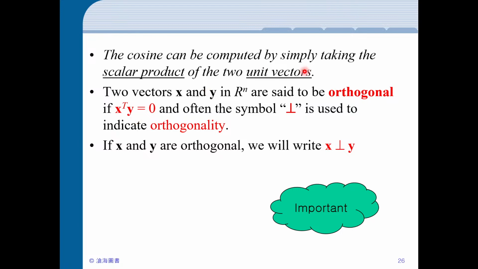And we will use this symbol. I don't know how to pronounce it. I guess we should pronounce this as perpendicular, so perp. You can see this is a perpendicular symbol. We have one line and another line that's perpendicular to each other, and that's the symbol for orthogonality. So if two vectors are orthogonal, then we write x orthogonal to y.